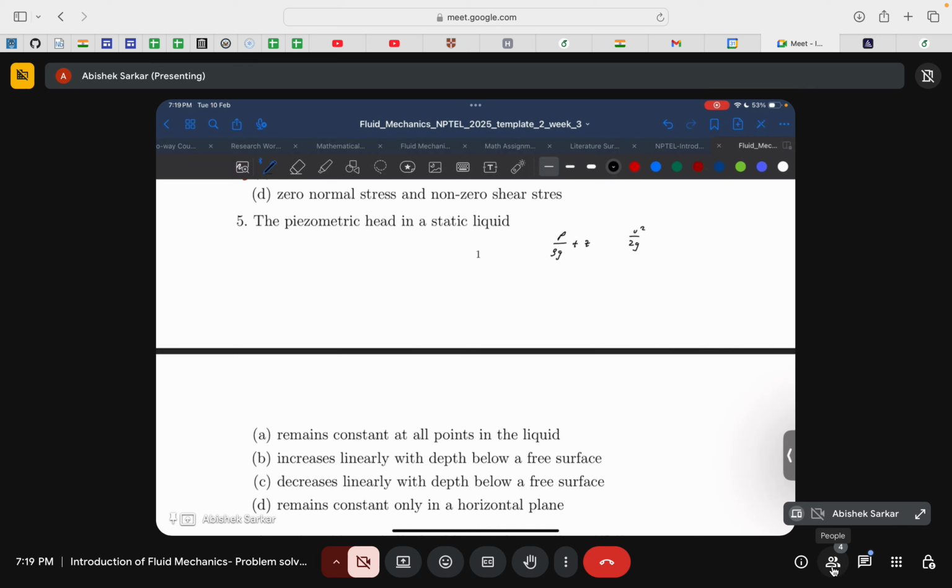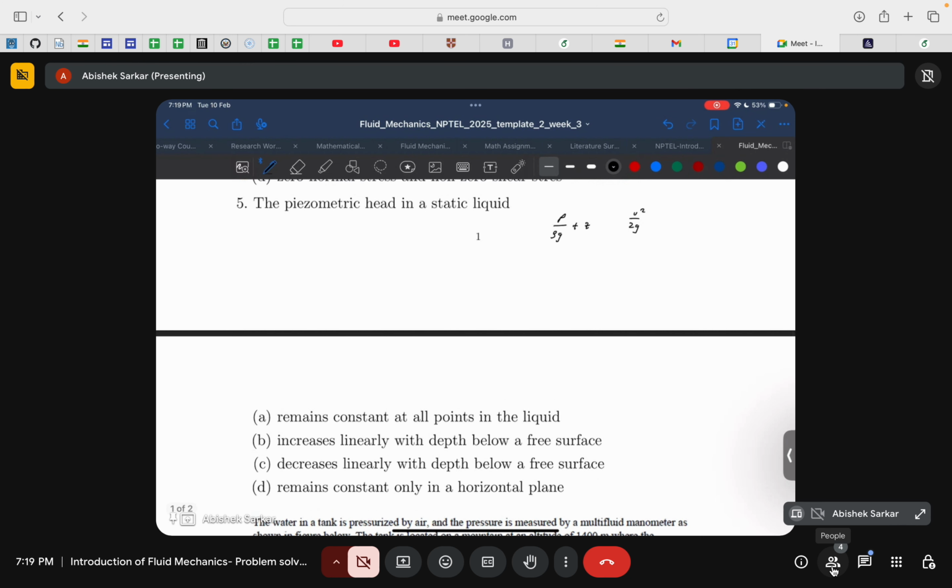So the question here asks: the piezometric head for a static fluid, the sum of P by rho g plus Z, that is the height from a particular reference level. Options: A, remains constant at all the points in the liquid. Option B, increases linearly with the depth below a free surface. Option C, decreases linearly with the depth below a free surface. Option D, remains constant only in a horizontal plane. It looks like options B and D are correct.